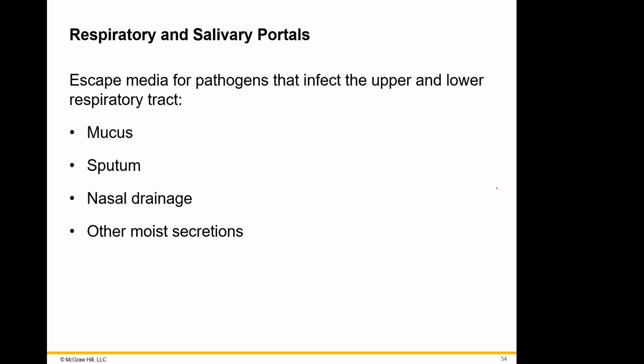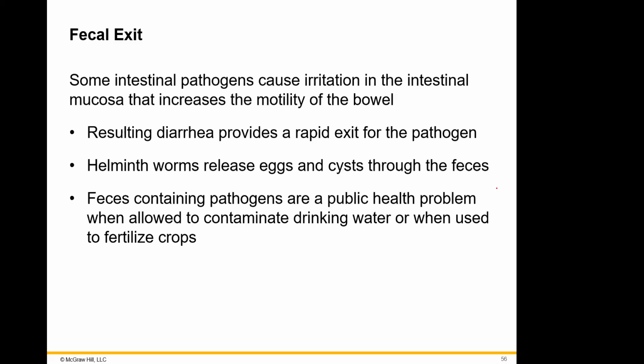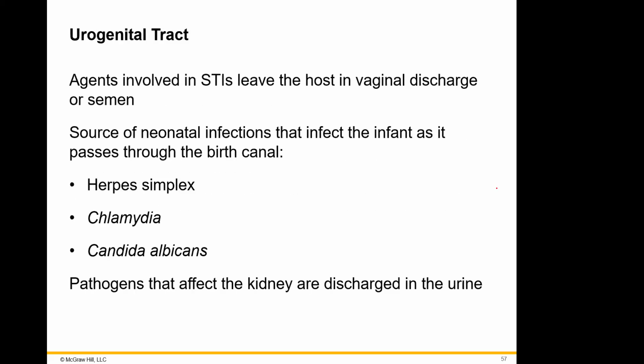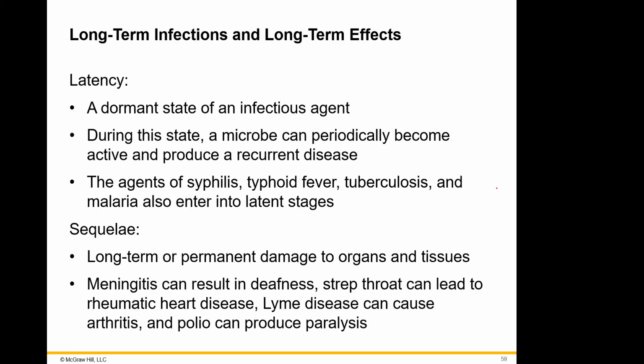So you can get out through all of the areas you might even think about, like mucus, sputum, nasal drainage for respiratory, skin, scales, cuts, fecal exits, urogenital exits, bleeding, ticks, fleas, other insects that will transmit your blood.